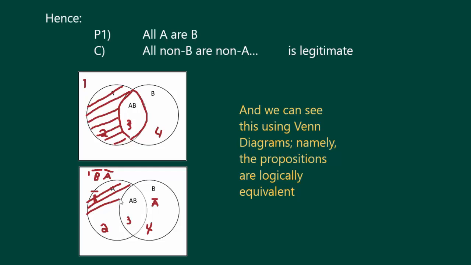So in order to make it such that everything that's a non-B is a non-A, we have to get rid of area 2, leaving, of course, all of our A's to be B's. And so the shading is exactly the same from our first premise and our conclusion. And that tells us that those are logically equivalent and that the argument that we have up here is in fact a valid argument.